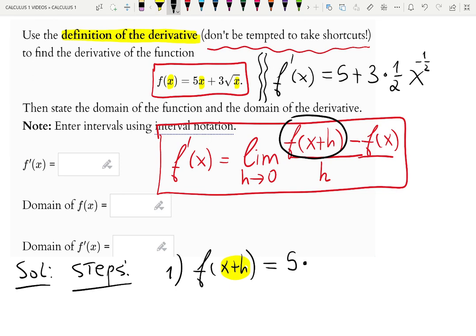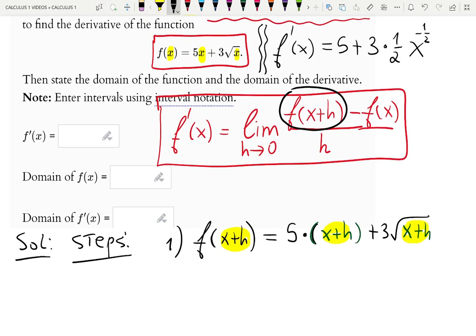5 was multiplied by x. Now it will be multiplied by x plus h. Remember the new input. Plus 3 square root, and it used to be square root of old input x. Now it will be x plus h, like so. And actually we're done in this step. So let me highlight what I did. I changed all the inputs that used to be x to be x plus h.